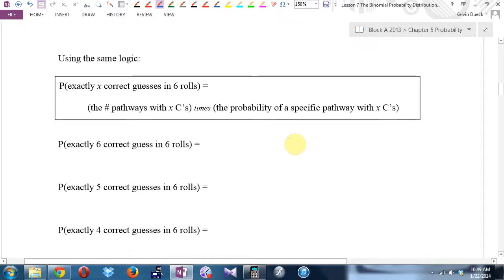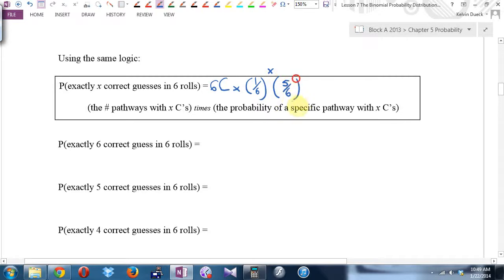Using the same logic, what's the probability of exactly X correct guesses in 6 rolls? If you want to generalize, for 6 rolls, it would be 6 choose X. If you want 3 correct guesses, it would be 6 choose 3. If you want 5 correct guesses, it would be 6 choose 5. What's the probability of guessing correct on 1? And you want X correct? 4 correct, 2 correct, 3, whatever. That number goes there.